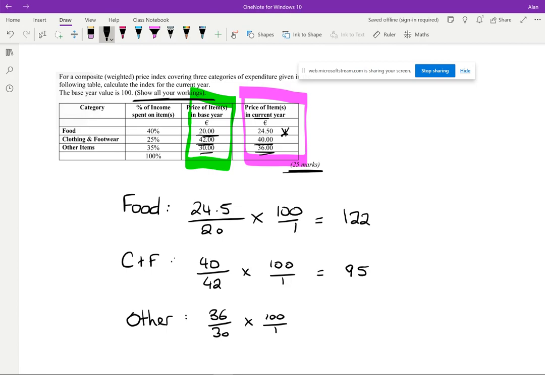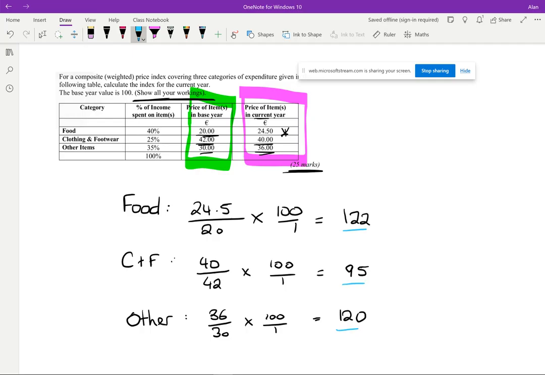And you know, theory is something you will remember. 36 divided by 30. So the price has gone up quite a lot for this. That's 120. Okay, then what do we need to do? Again, going back to my weighting. So this tells me, for instance, that food has gone up by 22%, that clothing and footwear has gone down by 5%, and that other stuff has gone up by 20%.